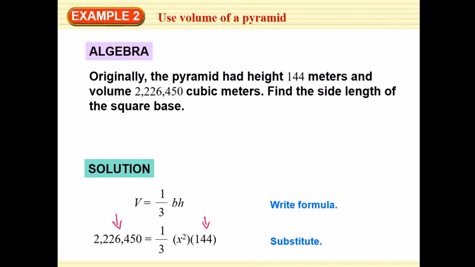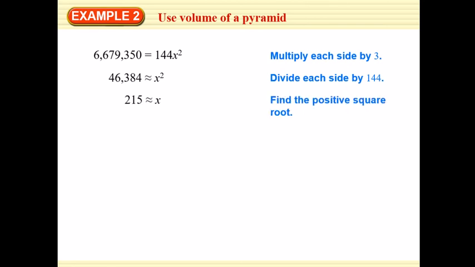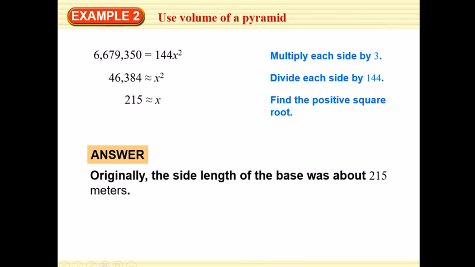And I need to use this piece of information, the fact that it is a square base, to input my variable. So the area of my base is going to be x squared. Then I multiply, and then I divide to solve for x squared, and I round a little bit, and when I take the square root, I get approximately 215. So that means the side length of my base was originally about 215 meters.